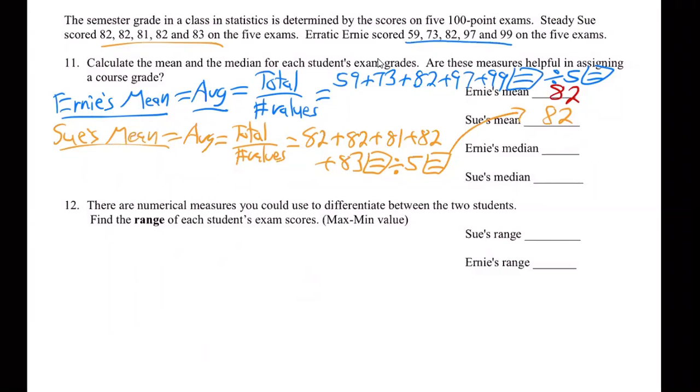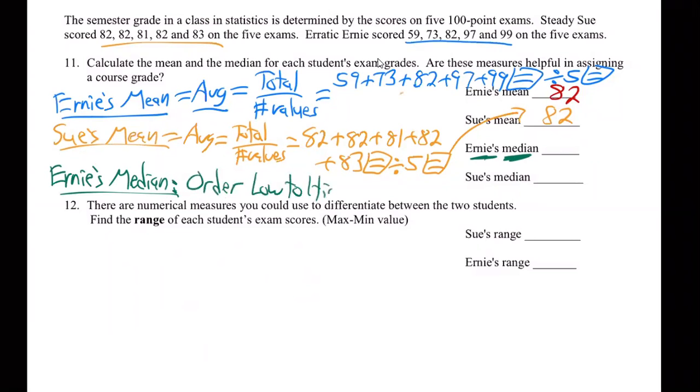Now, next, we want to find the median. How do we find the median for Ernie? We're going back to Ernie, erratic Ernie. How do we find the median? You put the numbers in order and then you go to the number in the middle. Beautiful. So for Ernie's median, you put them in order, low to high.